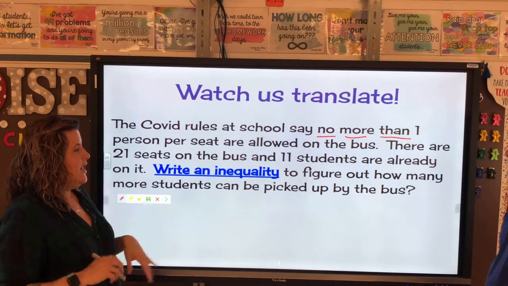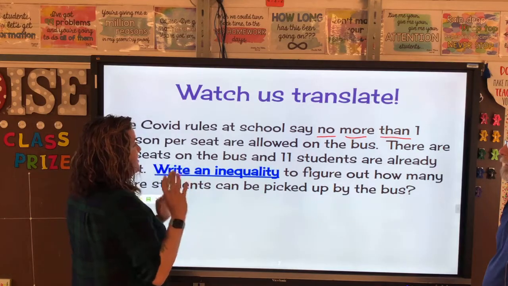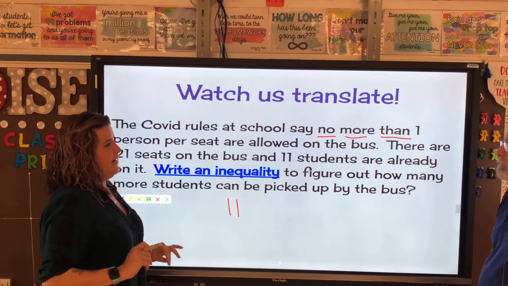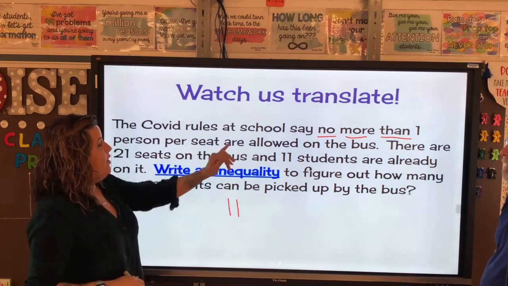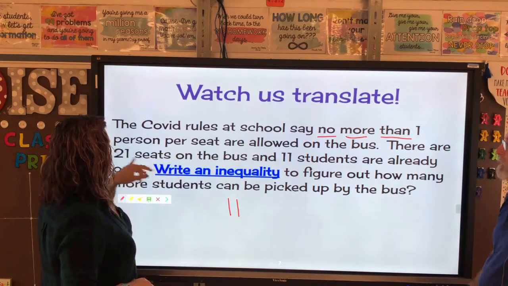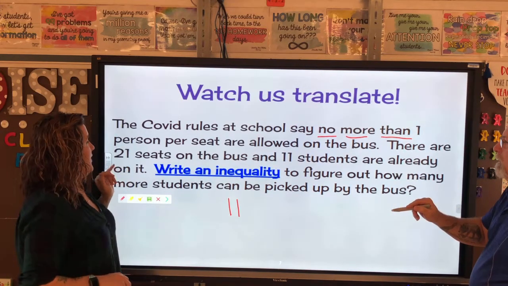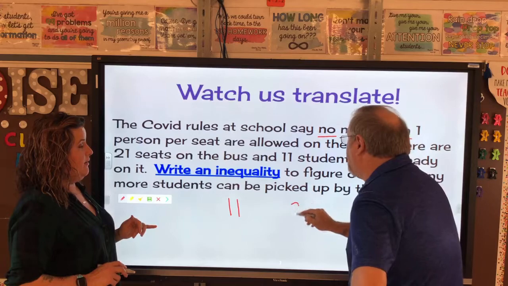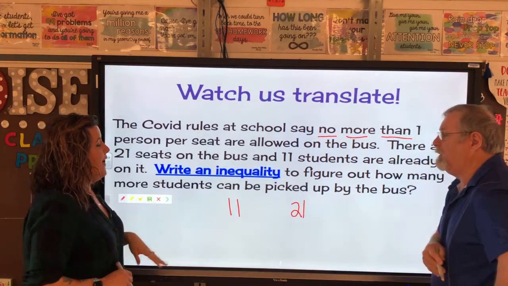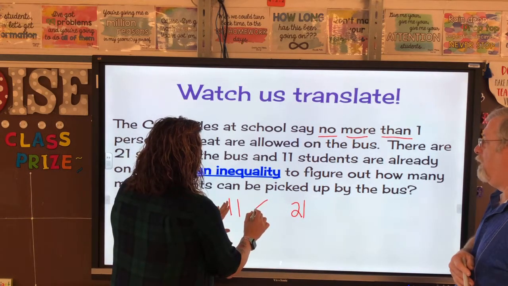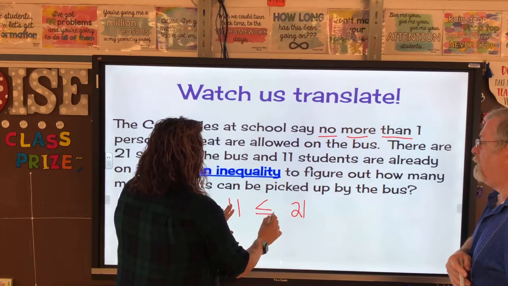Okay, so let's think about it. There's 11 kids already on the bus, so 11 has to be in there. We can have no more than 1 person on a seat, and there's 21 seats. So could we have 21? Yeah, we could have 21. So that's going to be one of our numbers. But people on the bus have to be less than or equal to 21.